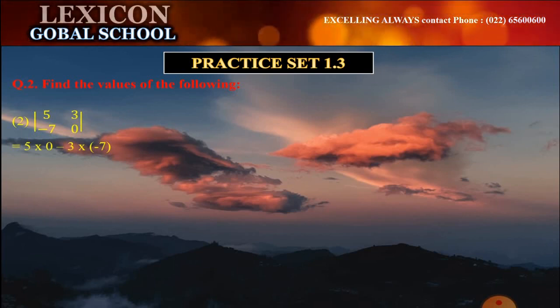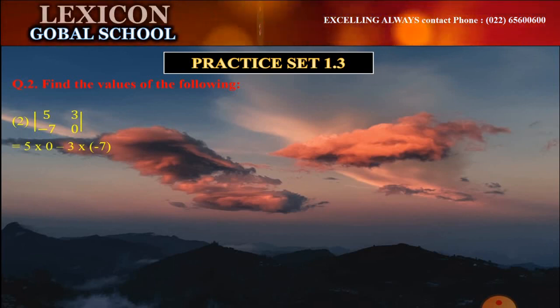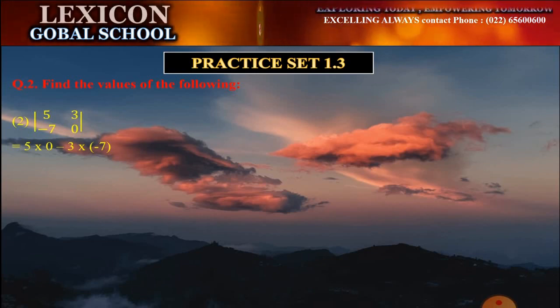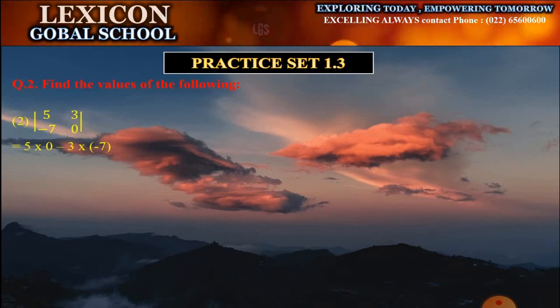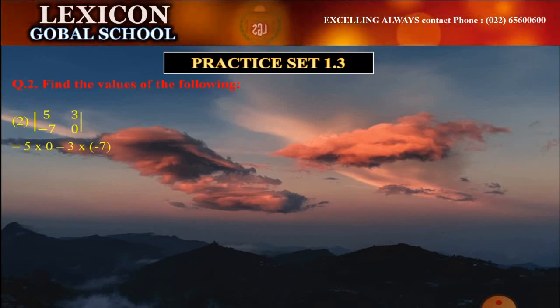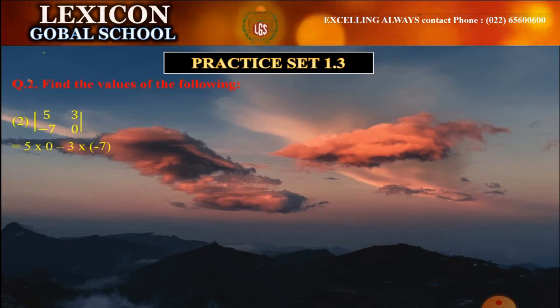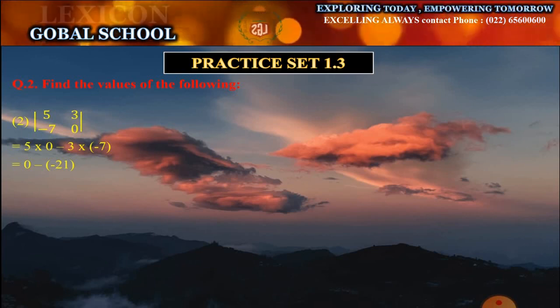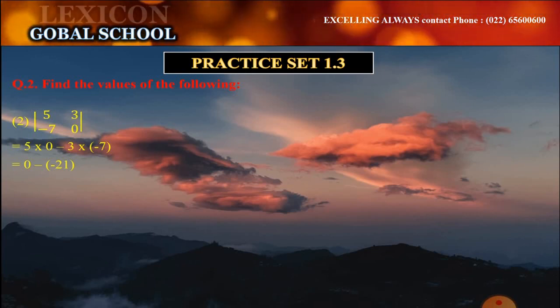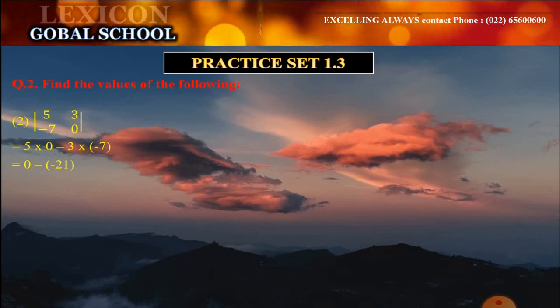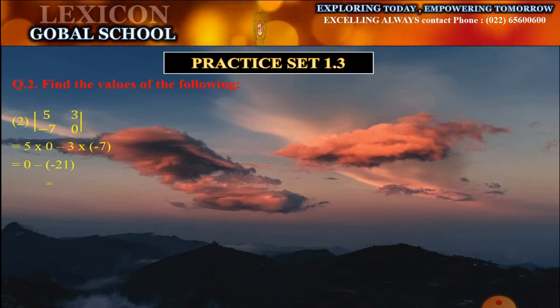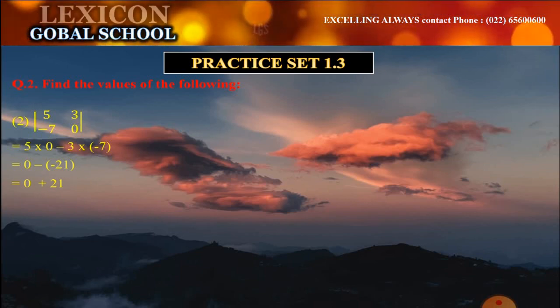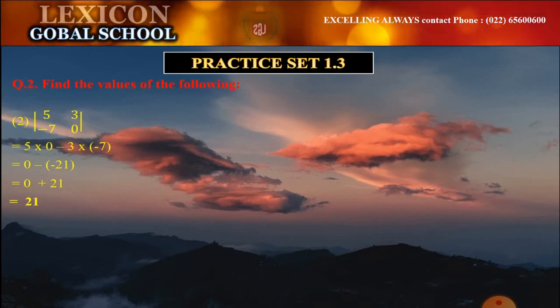So what we have to do is we need to multiply 5 into 0 minus 7 into 3. So 5 into 0 is 0. Subtraction sign is written as it is. 7 3s are 21. So minus 21 in the bracket. Minus minus will give you plus. 0 plus 21 is 21. So your final answer is 21.